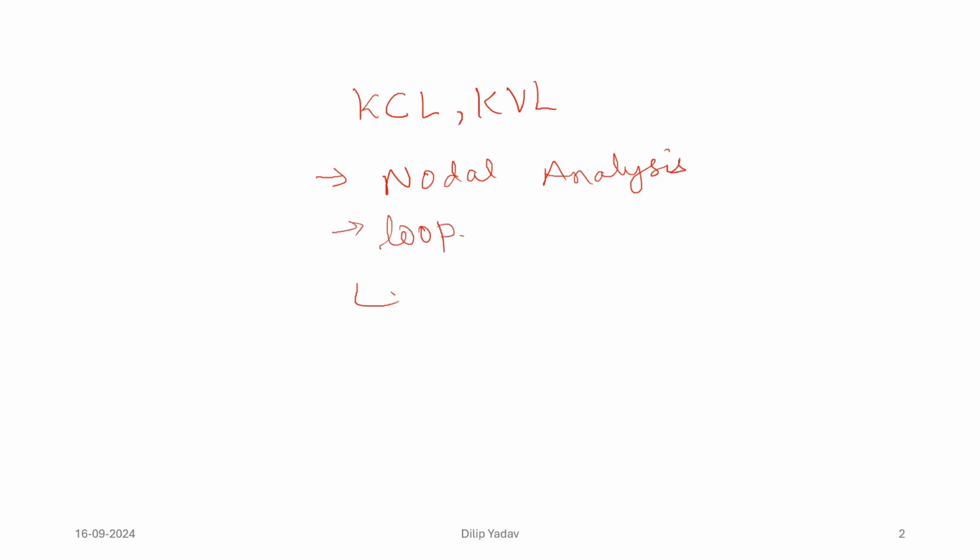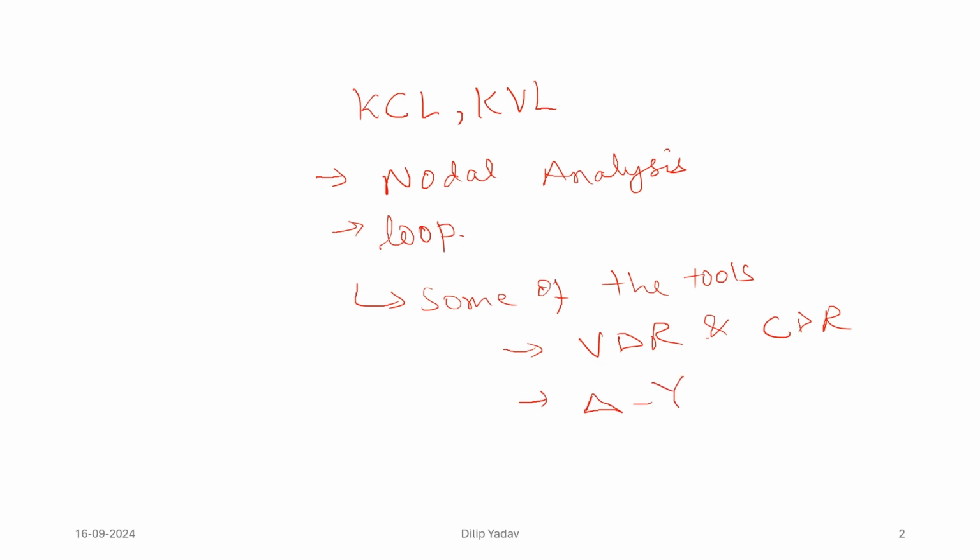We also have some tools that we have studied: the voltage division rule and the current division rule. With that we have the star to delta transformation and the delta to star transformation. So these were the tools, and we have numericals based on nodal analysis and loop analysis. In this we are going to cover two topics, dependent sources and independent sources.